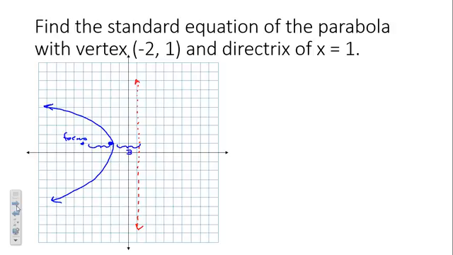Perfect. So hold that thought now. Which one's squared, x or y? The y is squared. So we know y minus or plus something squared equals 4p times x minus or plus something. This time we have that lovely change of signs to make sure we understand which is which. The x always goes with the x, so we're going to have what in our parentheses over here? Plus 2. The y always goes with the y, so we're going to have minus 1 there. And the last step is to find p.